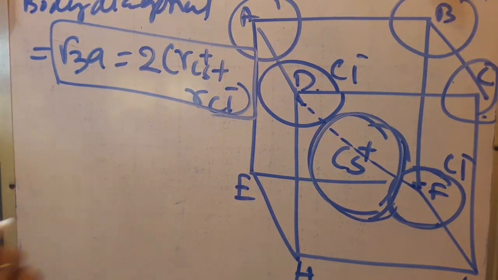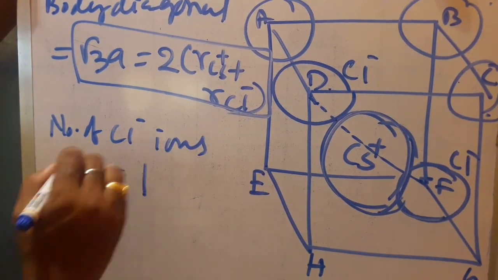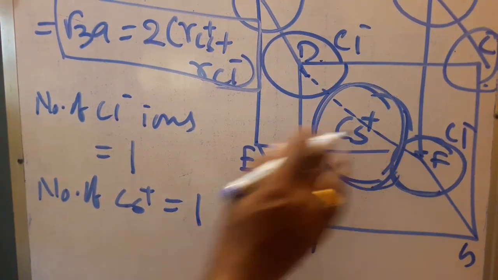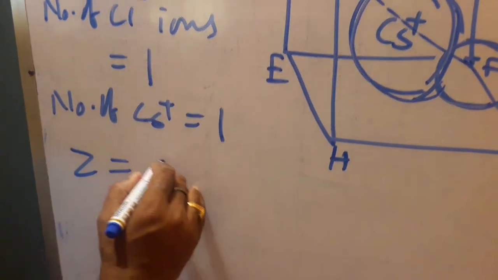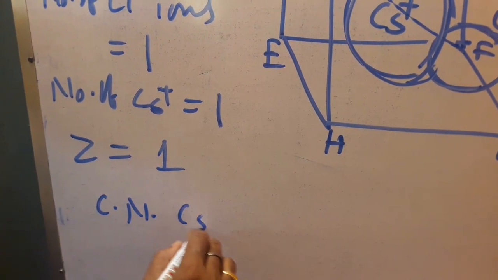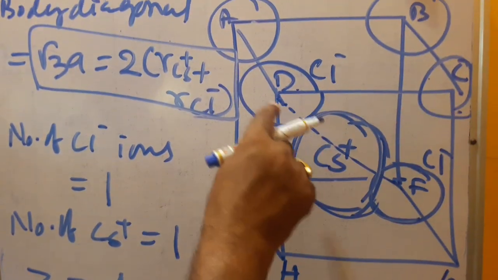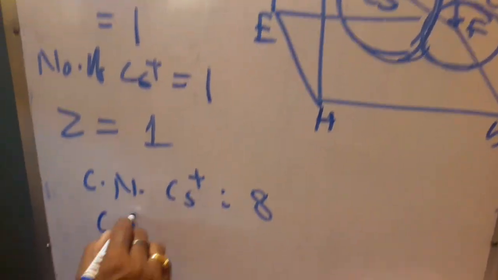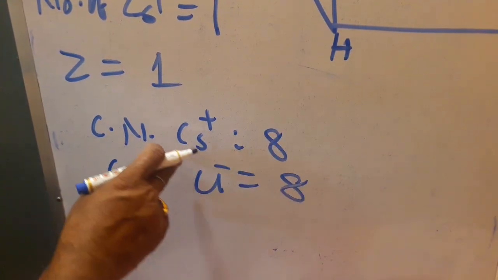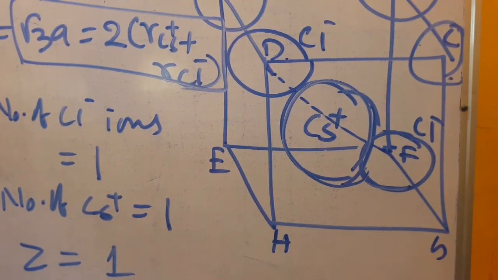Now, second thing is that the number of Cl minus ions is equal to 1 and the number of Cs plus ions is equal to 1 because it is in the body. So Z for cesium chloride is 1. And third thing is the coordination number of cesium ion is 8 because it is touching 8 Cl minus ions. Similarly, the coordination number of Cl minus ion will also be 8. Therefore, the coordination number ratio of Cs plus and Cl minus is 8:8. This is all about the structure of cesium chloride.